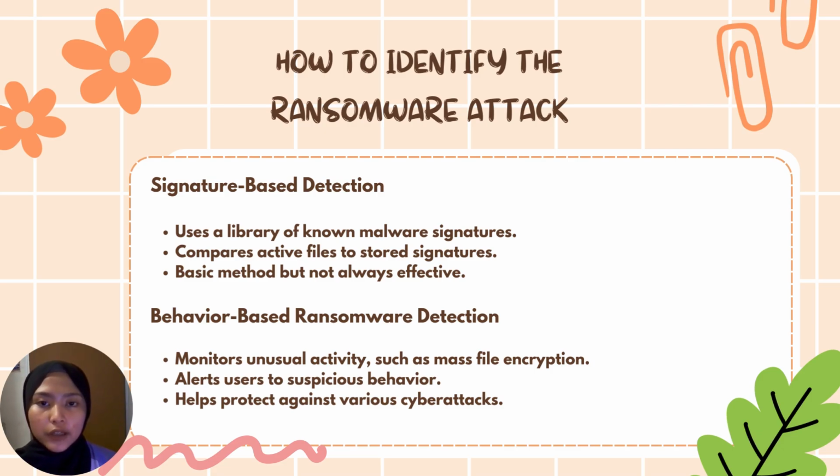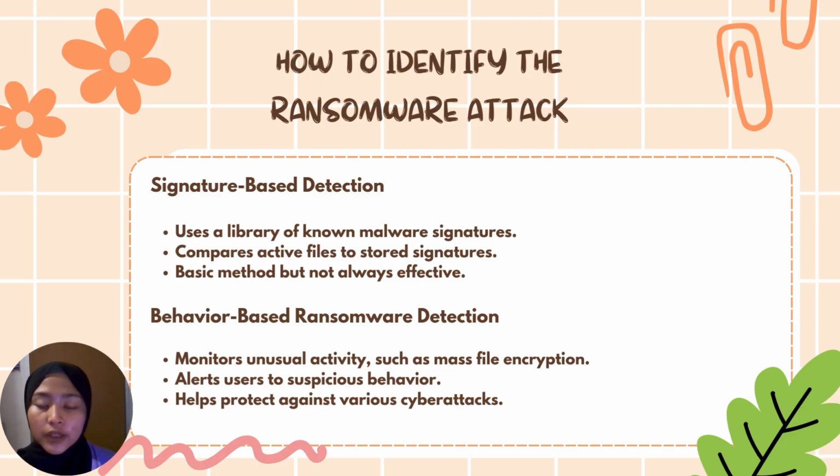I will explain about how to identify the ransomware attack. So the first method is signature-based detection. It is a simple way to detect malware. It works by using a library that stores unique signatures or patterns of known malware. When a new file appears, the system compares it to the signatures in the library. If there is a match, then the file is marked as malware.